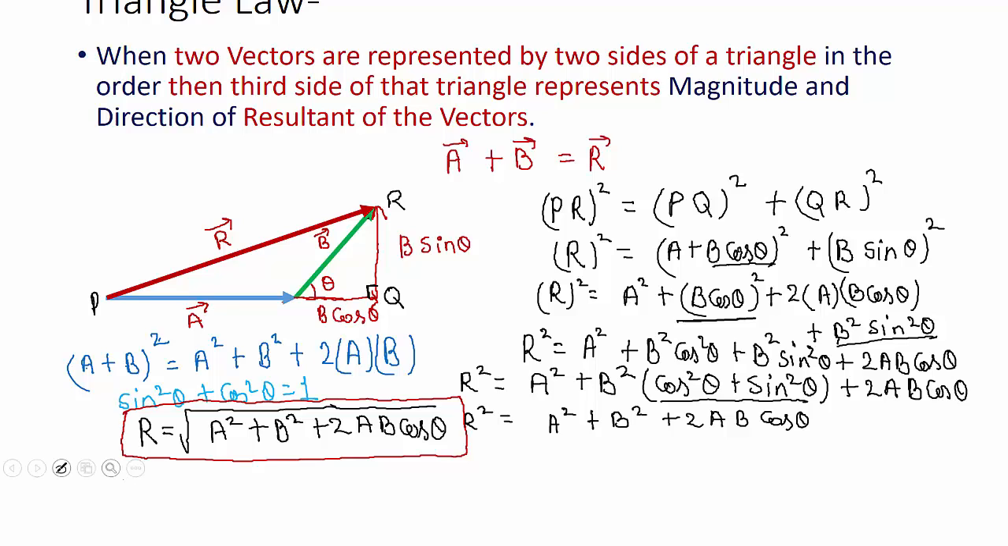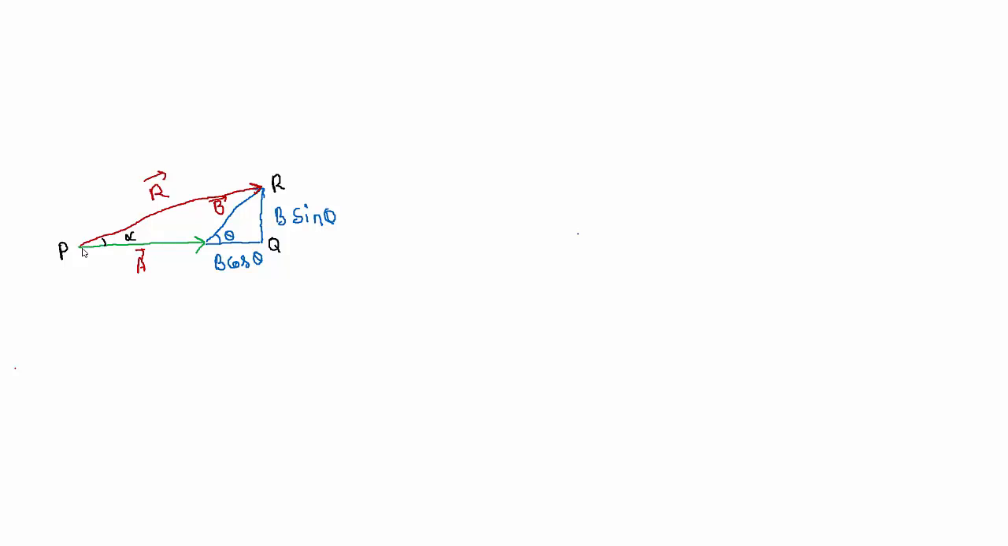Now let's find the direction of resultant vector. So this is our resultant vector, and suppose its direction from the x-axis or from the horizontal is alpha. So we can use tan alpha. So if you take this right angle triangle PQR, you can see resultant vector R making an angle alpha with the horizontal. So we can put tan alpha equals opposite over adjacent.